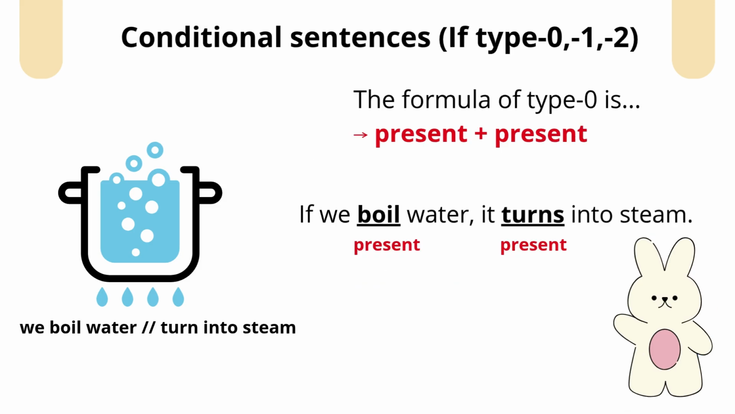So we have this following sentence, which is: If we boil water, it turns into steam. As you can see, both of the verbs are in the present tense. Don't forget to have an s after the verb turn because the subject is he, she, it.